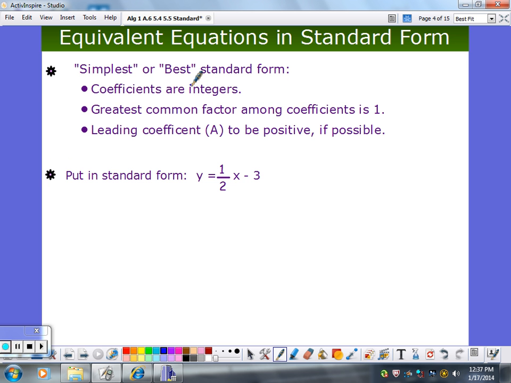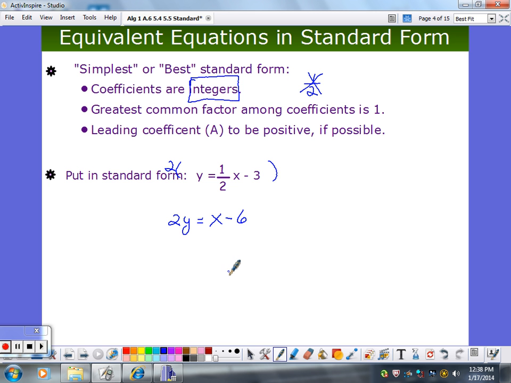Coefficients have to be integers. What is an integer? What's an integer, Jerry? All negative numbers, 0, all positive numbers. All of them? How about this one? Including decimals, fractions. Excluding decimals and fractions. Right? So this is not an integer. So I'm looking here. Does this meet this condition? No. How do I get rid of a fraction? Well, multiply. Let's just multiply by the denominator. If I multiply, am I allowed to multiply everything by 2? Yes. So I get 2y equals x minus 6.